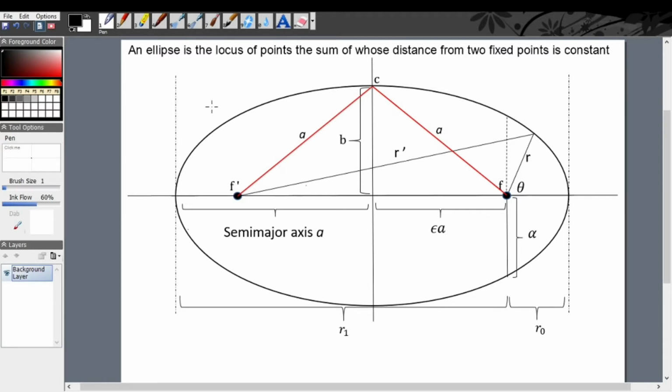So this is just going to be a short discussion on an ellipse where we're going to define some terms. An ellipse is the locus of points, the sum of whose distance from two fixed points is a constant. And so if you look down here, there's a focus here on the left, and there's a focus here on the right.